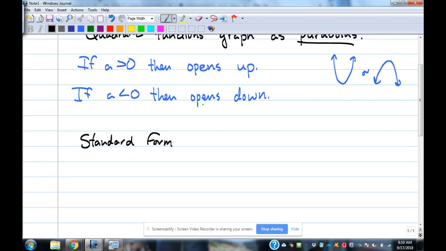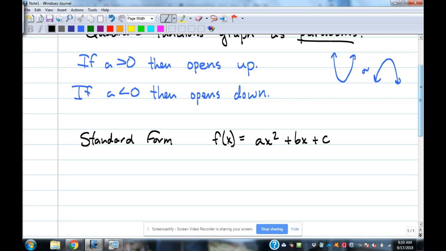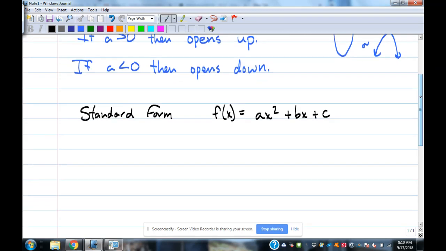Standard form for a quadratic function, f of x, remember that's just the same thing as y, is y equals ax squared plus bx plus c. Same old standard form we dealt with in the quadratic formula. That's standard form for a quadratic function. There are some things we're going to find when we're graphing a quadratic.